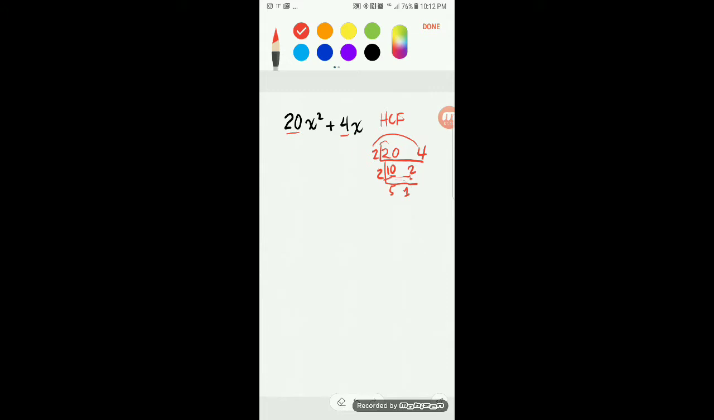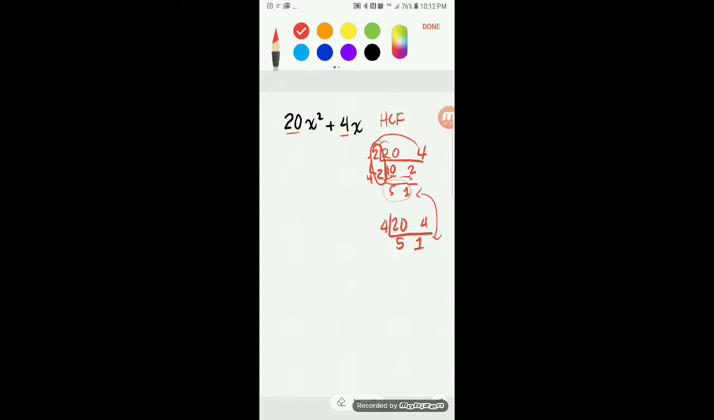So, now, the only number that can divide 5 and 1 is 1. So, we have already reached the end. Now, what's the highest common factor? We need to multiply 2 times 2. And 2 times 2 is 4. Okay? So that's why if we do the shortcut way, if you know your multiplication table, you will know that 4 is the highest common factor of 20 and 4. Okay? Because 20 divided by 4 is 5. 4 divided by 4 is 1. See, we got the same thing.